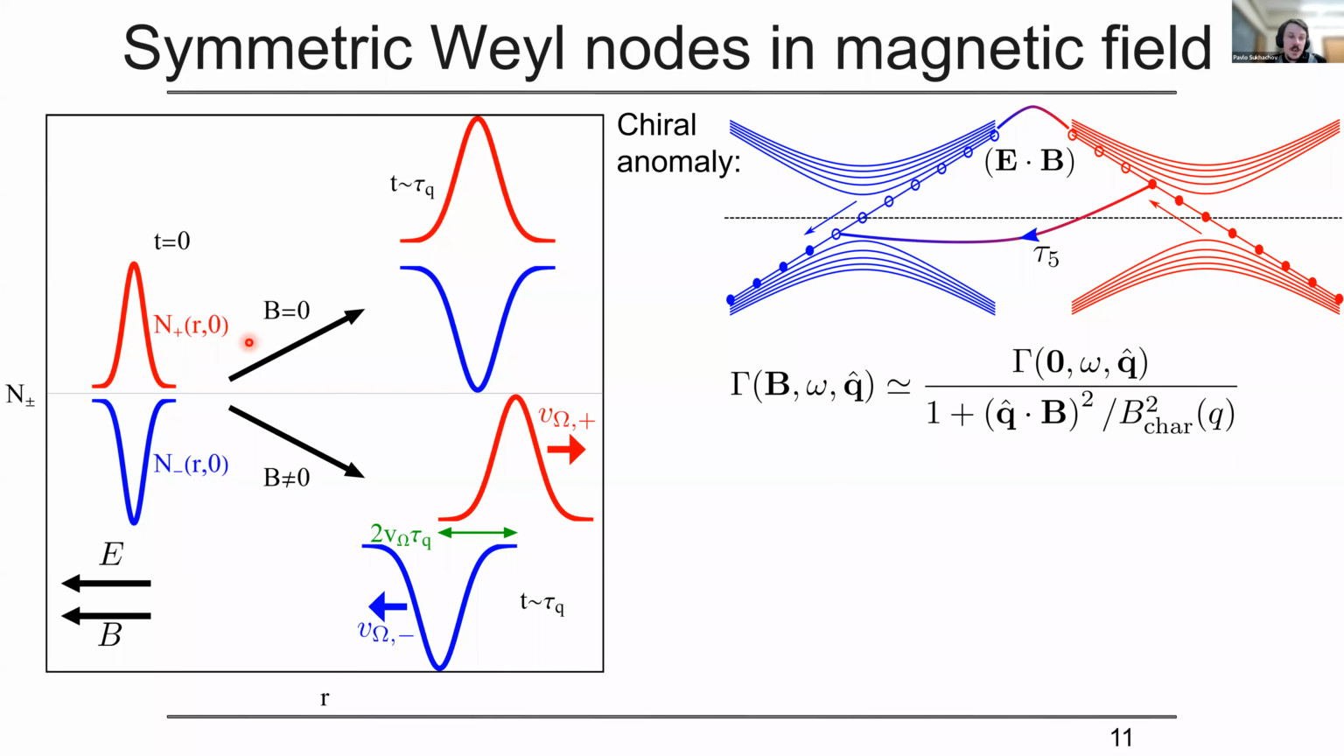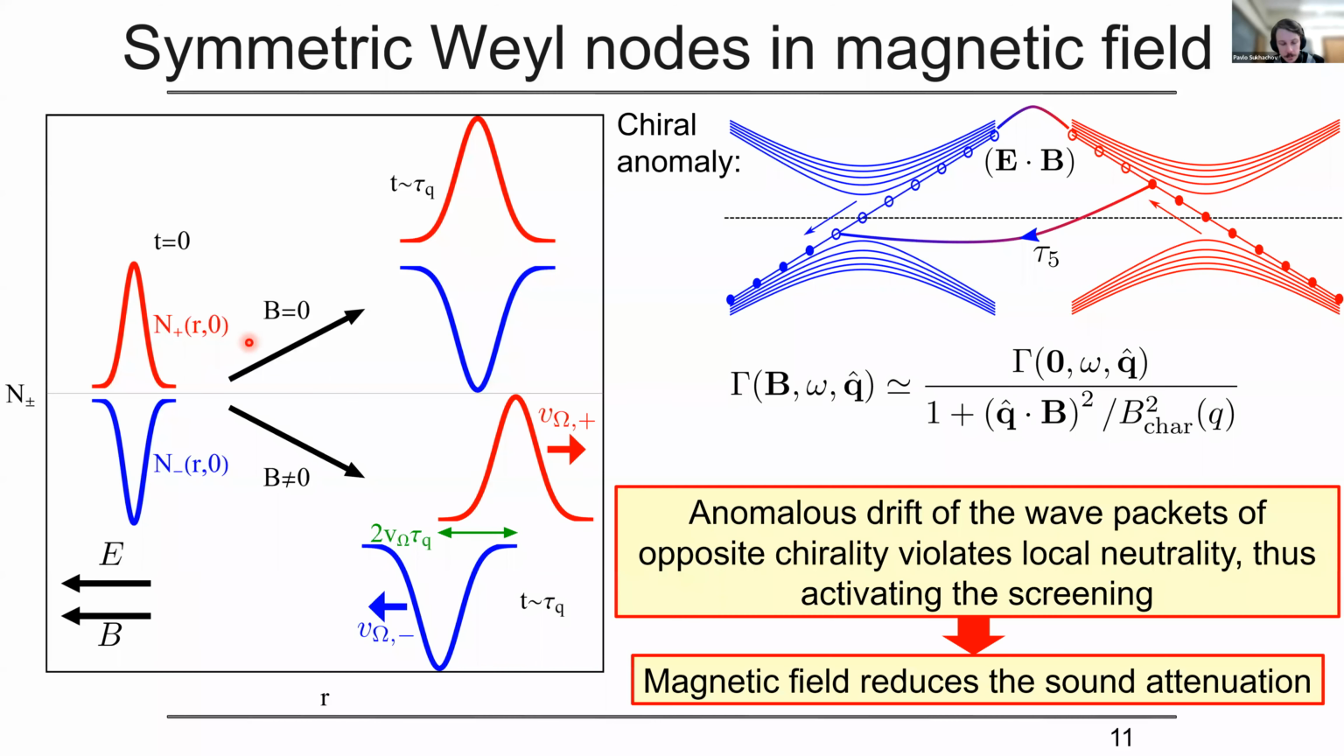So we arrive at the conclusion that the chiral anomaly actually leads to the decrease of the sound attenuation because it blocks one of the sound attenuation channels. Well, these are rather hand-waving arguments for how we arrived at this conclusion.